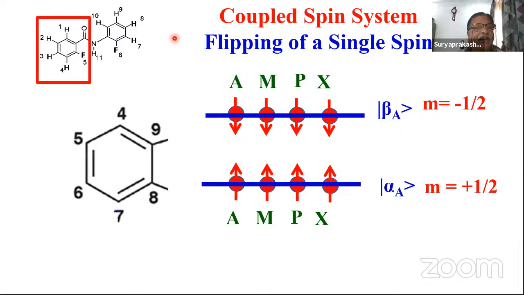If I take one phenyl ring and put it here, how many protons are present here? I'm not worried about the fluorine now. I look only for the protons. I name them as A, M, P, and X.